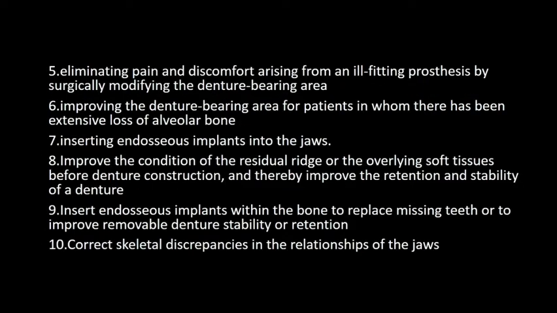Eliminating pain and discomfort arising from ill-fitting prostheses by surgically modifying the denture-bearing area. Improving the denture-bearing area for patients in whom there has been extensive loss of alveolar bone. Inserting endoosseous implant into the jaw. Improve the condition of the residual ridge or the overlying soft tissue before denture construction and therapy. Improve the retention and stability of the denture. Insert endoosseous implant within the bone to replace missing teeth or to improve removable denture stability or retention. Correct skeletal discrepancy in the relationship of the jaw.